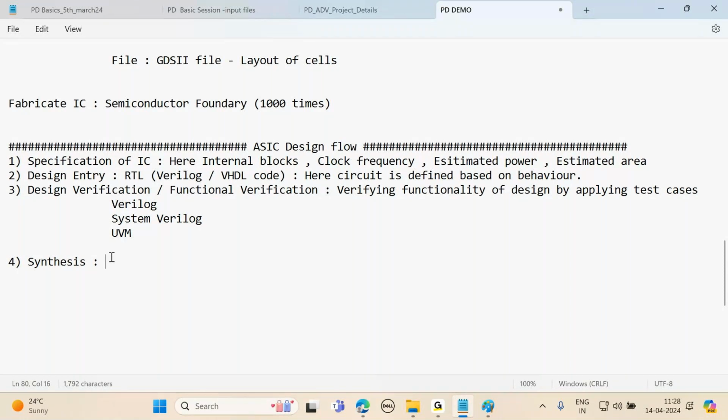So what is synthesis? Synthesis is nothing but converting your RTL, which is already in the behavioral form, to a gate level netlist. I'll tell you what a netlist is later. This is called synthesis: convert your RTL to a gate level netlist.